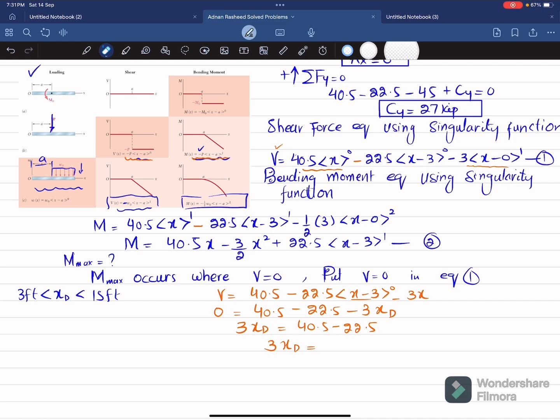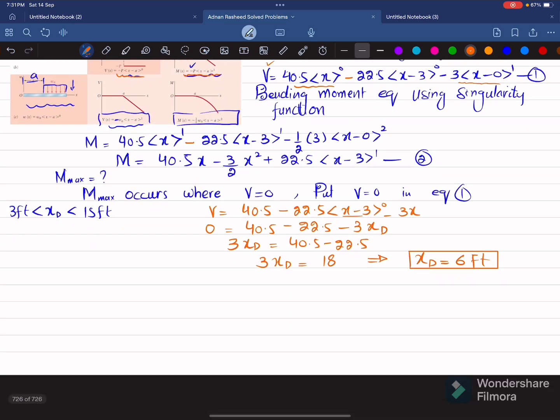That will be equal to 18. So from here you will find the location of the point D, which is 6 feet from the start, and at this point at a distance of 6 feet there the shear force will be 0 and we will get the maximum bending moment.